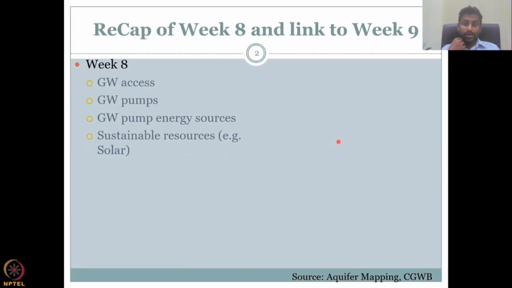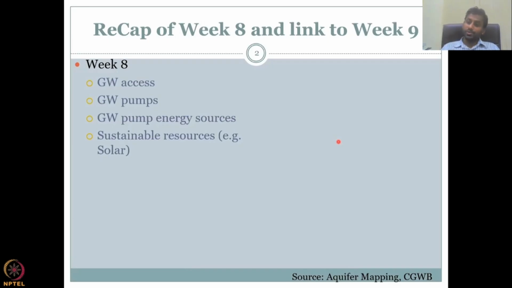Everyone knows by now that India is the key groundwater extractor in the world, extracting about 245 to 265 kilometer cube water annually. And there is tremendous stress on the aquifer. How is the water accessed? It is accessed through the groundwater pumps. So we looked at each concept of where the groundwater access is mostly happening.